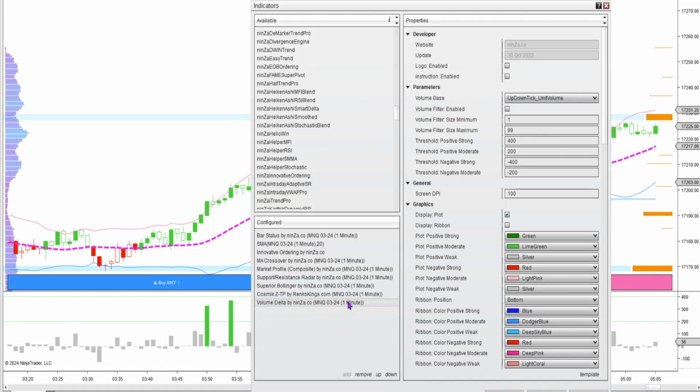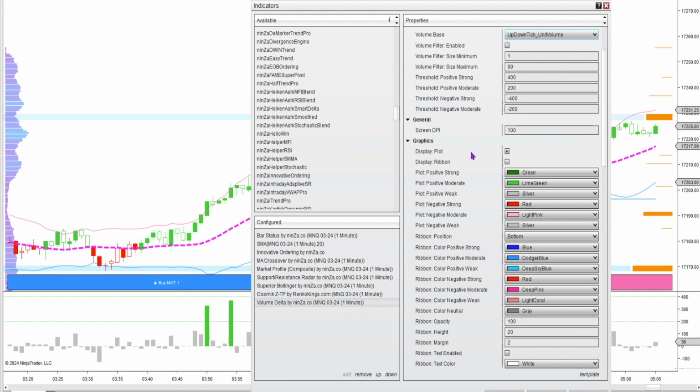Here's our volume delta indicator. Under the parameters, look at volume base. Instead of having it at bid ask price real volume, change it to up down tick unit volume. If you have that selected as your volume base, you do not have to have tick replay enabled in order to see historical bars. As you can see, I've got my settings at 400 and 200 for the strong and moderate. It's displaying the plot.